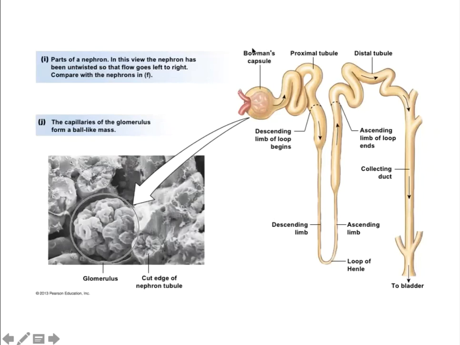And the head part is called the Bowman's capsule. So once those liquids come out of the plasma, they go to the Bowman's capsule, and we call them lumen. Sounds familiar? Yes, lumen, L-U-M-E-N. We talked about that in unit 1. The liquid in the small intestines, we call it lumen. And the liquid in the nephron, we also call it lumen because they are technically outside of the body.